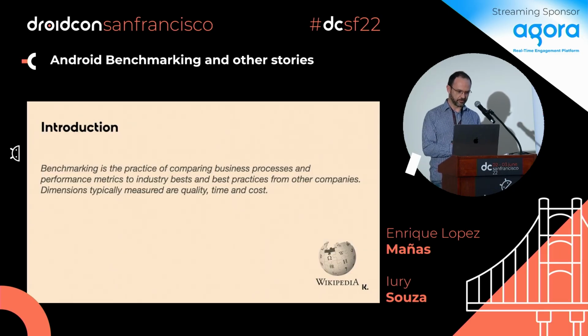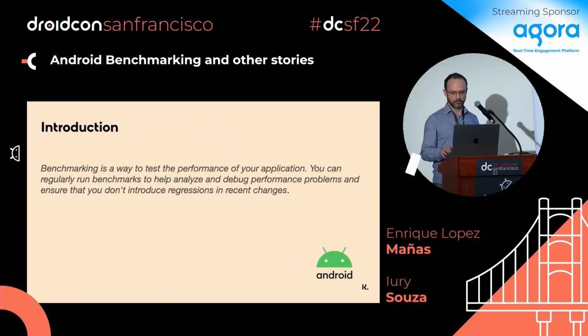Now, into benchmarking. We have a definition that we found on Wikipedia that says benchmarking is the practice of comparing business processes and performance metrics to industry best practices from other companies. And things that we typically measure are quality, time, and cost.